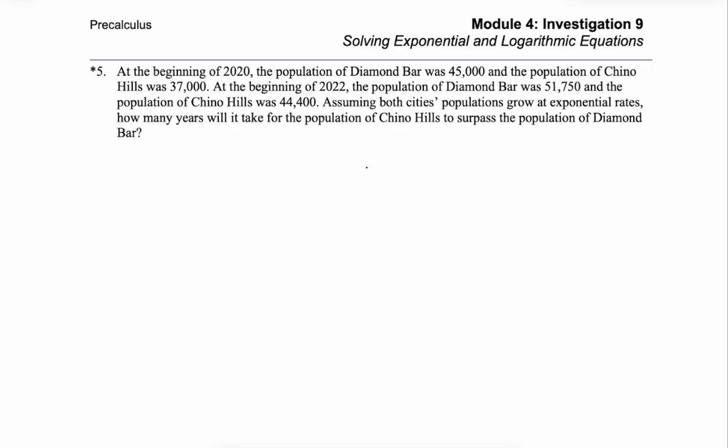It says at the beginning of 2020, the population of Diamond Bar was 45,000 and the population of Chino Hills was 37,000. At the beginning of 2022, the population of Diamond Bar was now 51,750. So you see that population was going up. The population of Chino was also going up, 44,400. Assuming both cities grow exponentially, how many years will it take for the population of Chino Hills to surpass the population of Diamond Bar? So really an interesting component there.